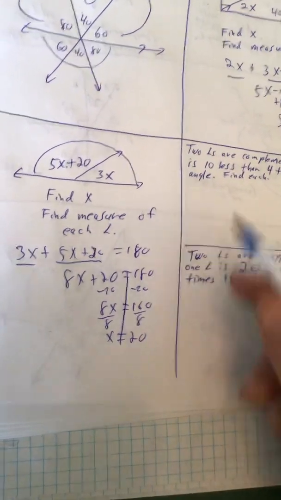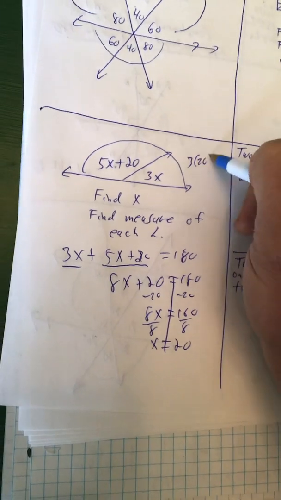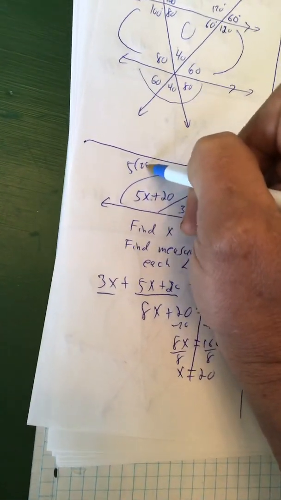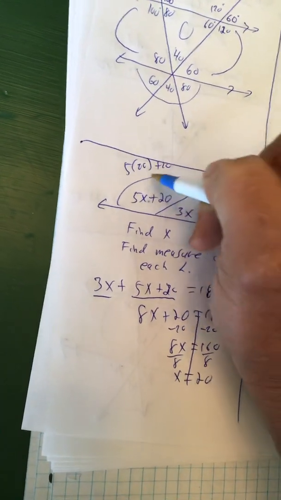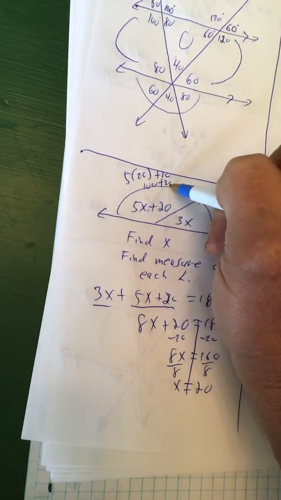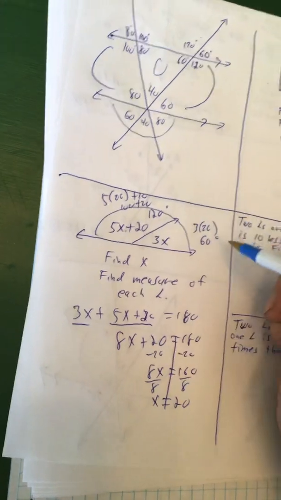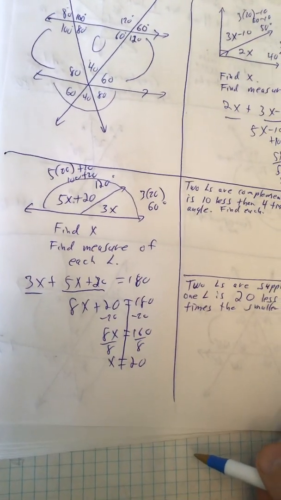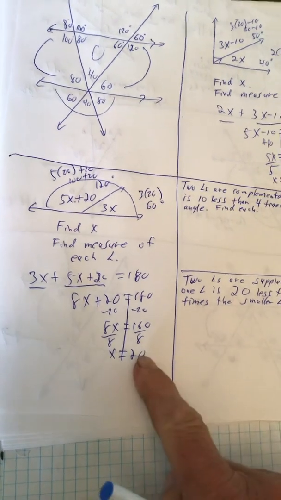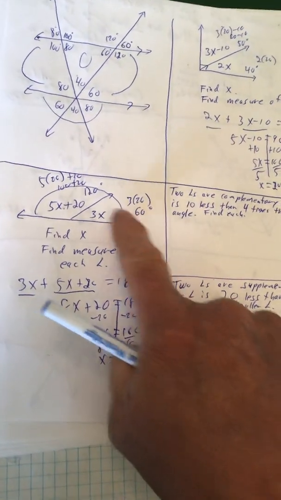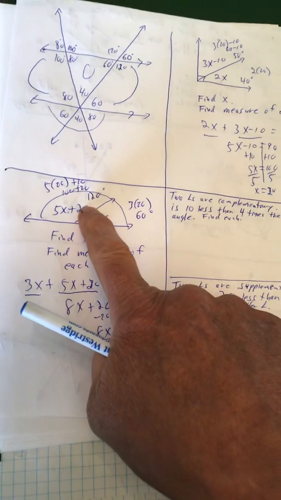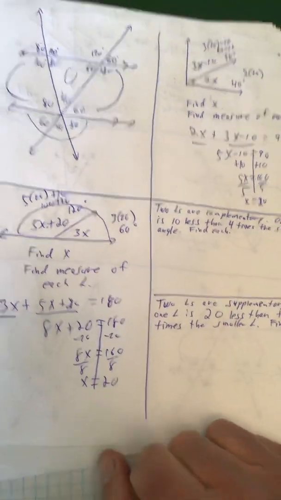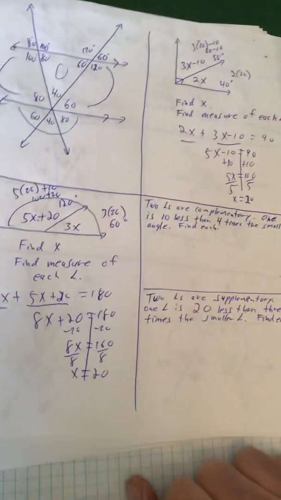X is 20. Well, 3 times 20 is 60 degrees. And 5 times 20 plus 20, 100 plus 20 is 120 degrees. And yeah, those add up to 180, so I'm right, and I know I'm right. So x is 20, and the small angle is 60 degrees, and the big angle is 120 degrees. This is called an acute angle, and that's the obtuse angle. And they're supplementary because they add up to 180.